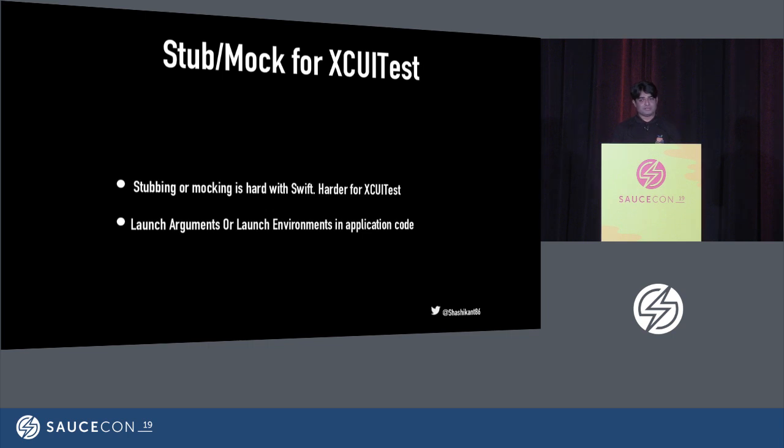And the only communication you get from your main app to your XCUITest process is using launch arguments or launch environment. And you have to write those launch arguments and launch environment in your application's code. That means in your production code, you have to write these things if you want to communicate with the XCUITest app.